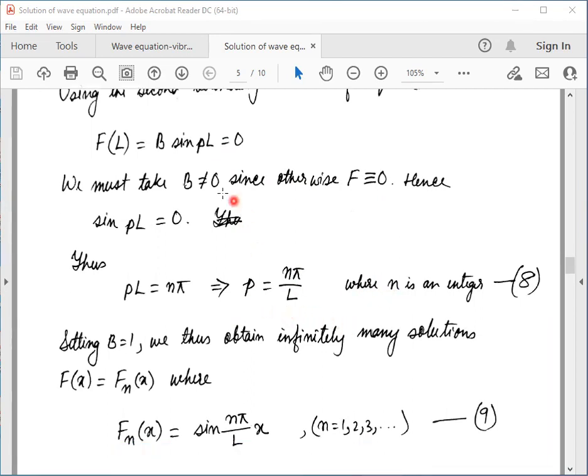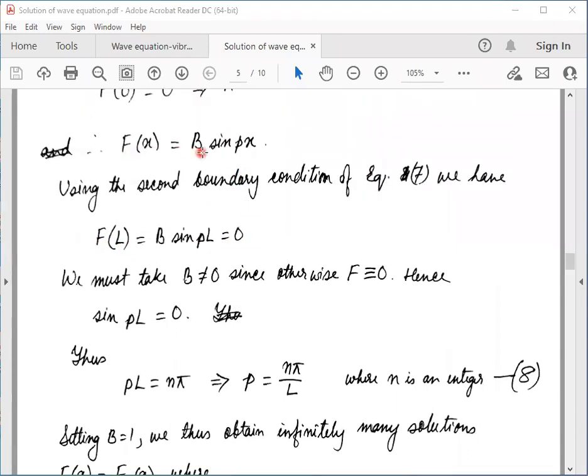Thus, we see that because of the second boundary condition, the constant p cannot take any arbitrary values. It should take only these possible values. These are the only possible values of p. So f of x equal to b sine px. Now we have solved for p. P is n pi by L.